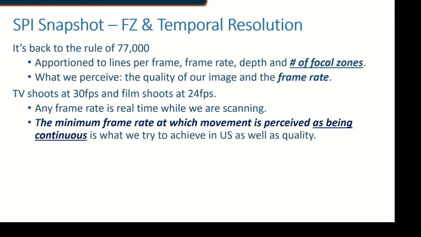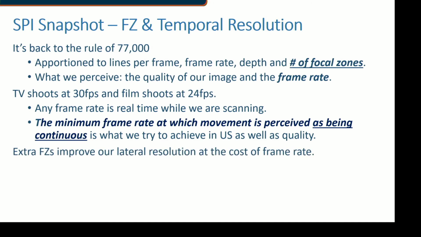But what are we really trying to achieve? We're trying to achieve a minimum frame rate at which the movement is perceived as being continuous, as well as the quality of our image. So when we try to improve the quality of our image by using a focal zone, which, as you know, will improve our lateral resolution, we do it at a cost. And so we're trading off frame rate when we do that. If we use multiple focal zones, our frame rate can get pretty choppy, and we no longer have that continuous feed and refresh.